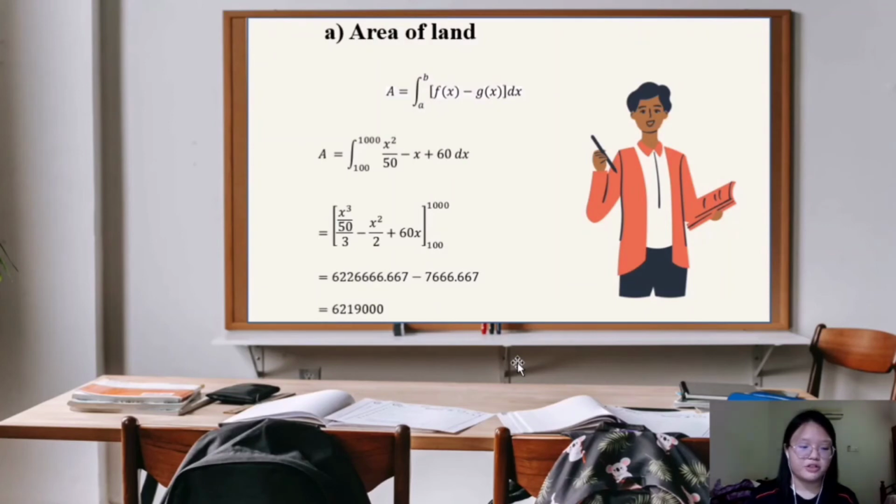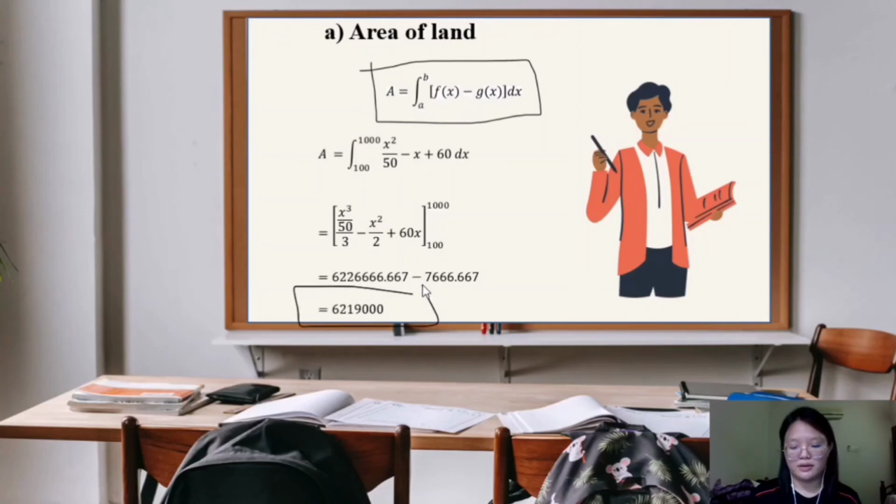Hi, my name is Tian Xin. So after we sketch the graph, we'll continue our solution to find the area and the surface area of the land. So to find the area of the land, first we need to implement the formula, which is area equal to integrate f(x) minus g(x) between the limits of a to b. So f(x) is the upper function and g(x) is the lower function. So our upper function will be x squared over 50 minus x plus 60, and g(x) will be y equal to 0. So our a will be 100 and b will be 1000. So after we solve the equation, we will get the final answer for the area of the land.